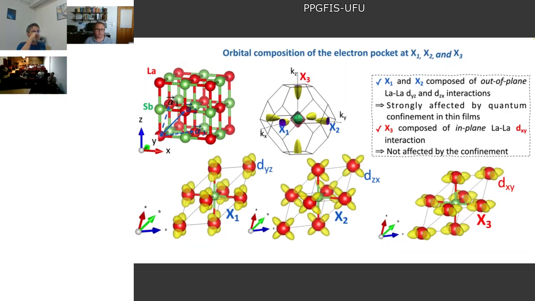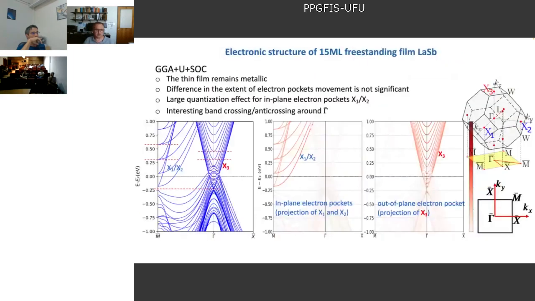But what you see is that X1 and X2 have wave functions that are distributed perpendicular to the confinement direction. So X1 and X2 will actually suffer from quantum confinement, but for X3 the charge density is distributed in the planes. So you can make a very thin film and the bands associated with X3 will not move. Indeed, that's what we find.